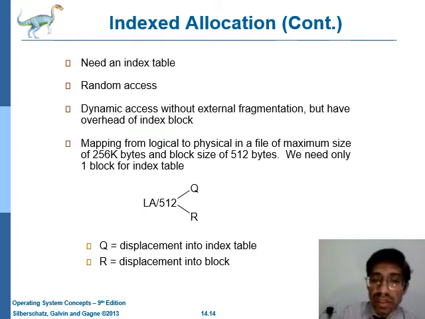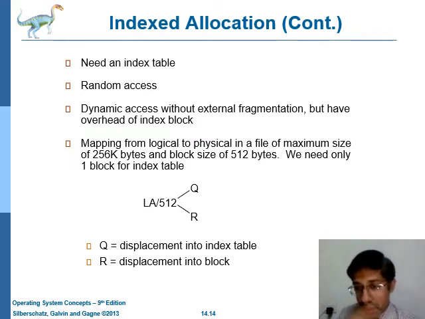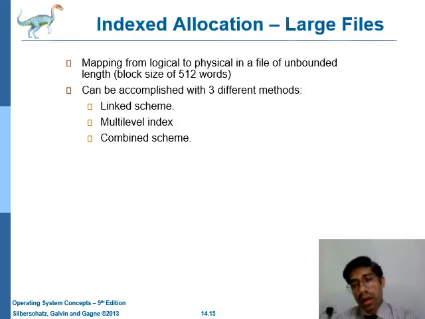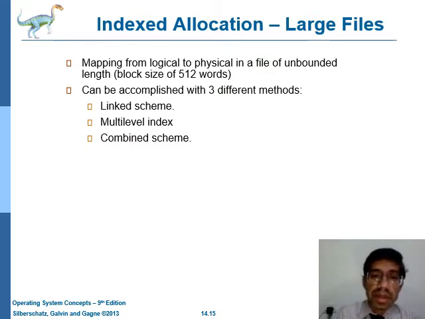The mapping from the logical to the physical file on the disk is limited by the maximum file size, which in this example is in the range of 512 bytes. When you have to store even larger files, whose size is unbounded, or that are larger than the standard size of each block, this can be done with the help of multi-level indexing, a linked scheme, or a combined mechanism of the linked and multi-level index schemes.